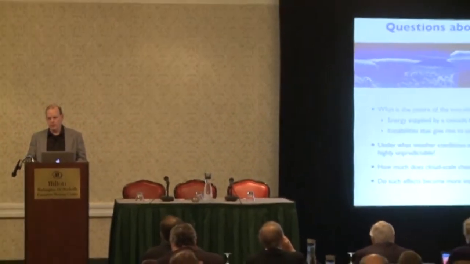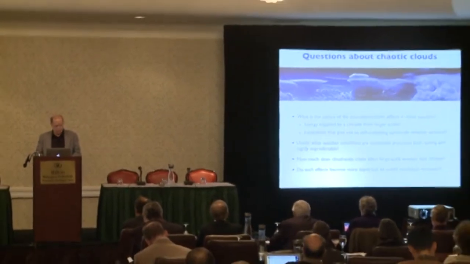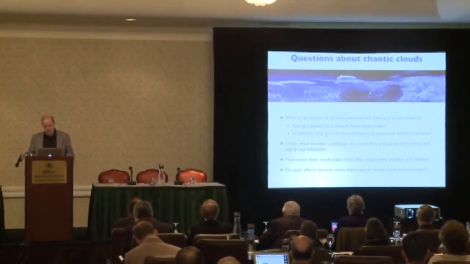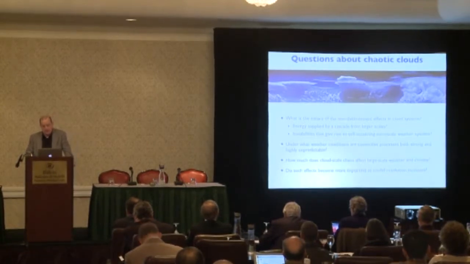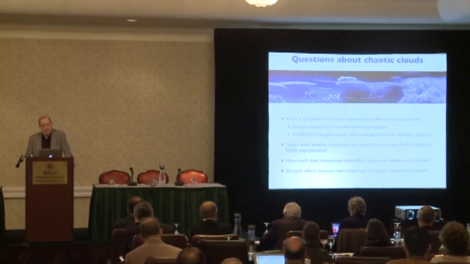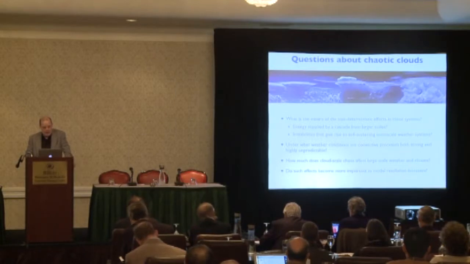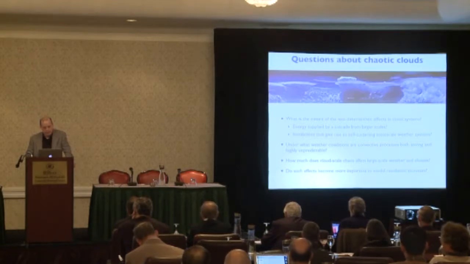Then we can ask what sorts of weather conditions promote unpredictable but strong convective processes. If it's unpredictable and weak, we don't really care. But if it's unpredictable and strong, that could be important. And then, of course, the big question, how much does cloud-scale chaos affect large-scale weather and climate? We don't know. So it's possible that there are some important effects, and I'll come back to this at the end.